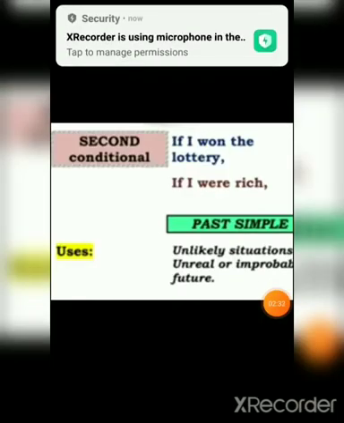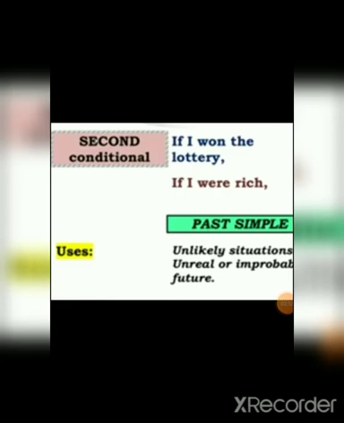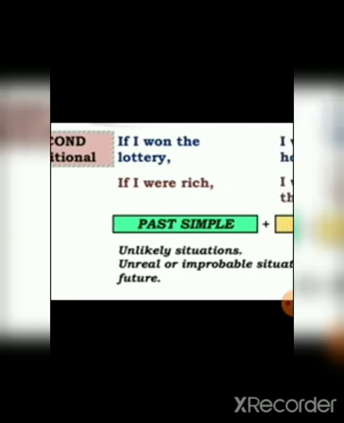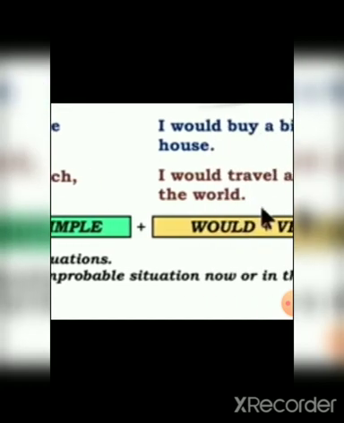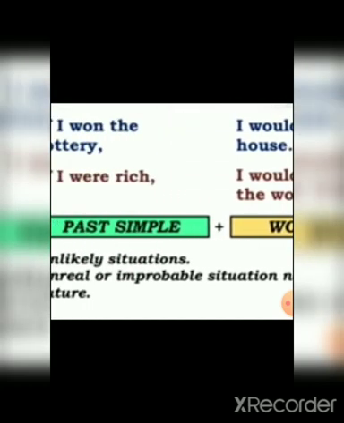Okay students, next we see second conditional. What is second conditional? Improbable. First conditional is probable, real, open. Second conditional is improbable, imaginary, hypothetical. See, unlikely situations, unreal or improbable situations now or in the future.